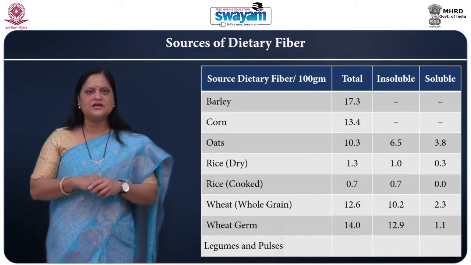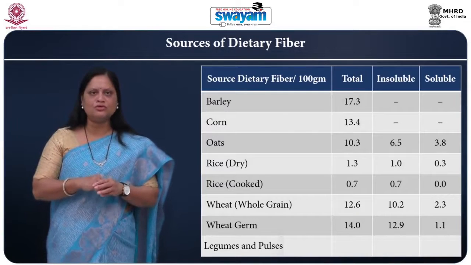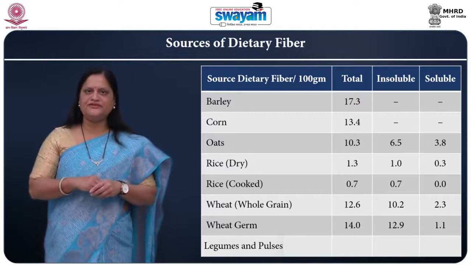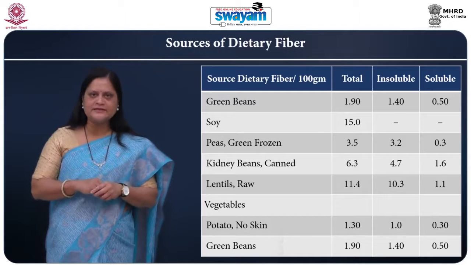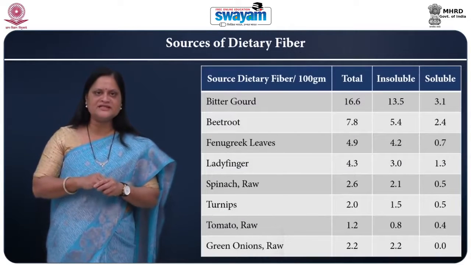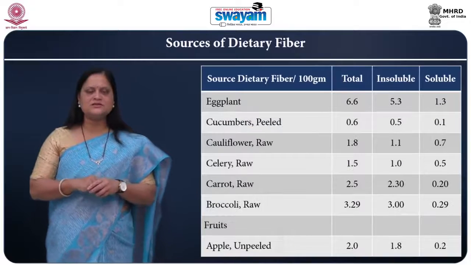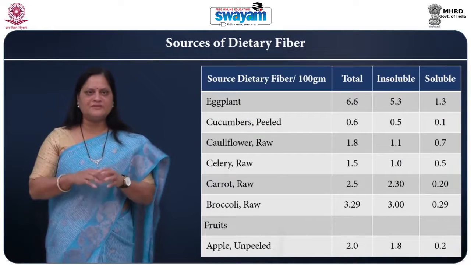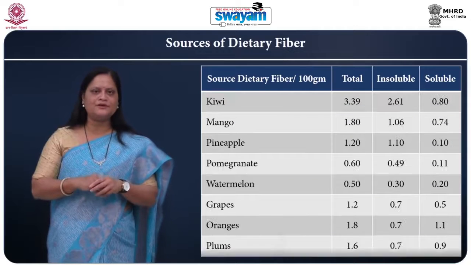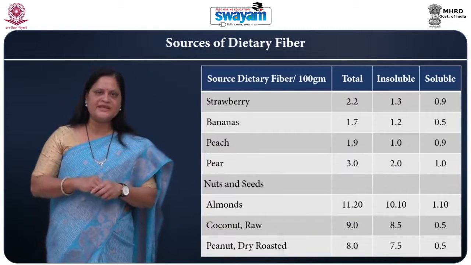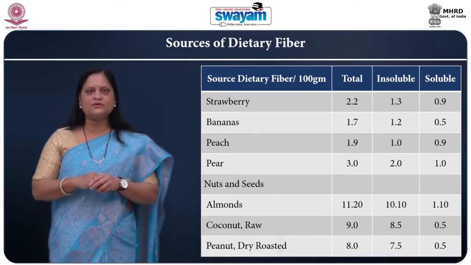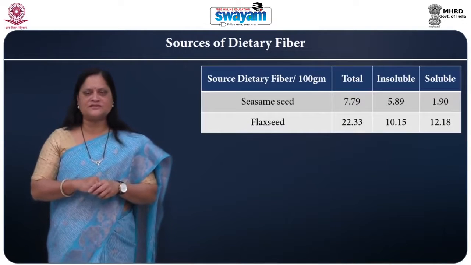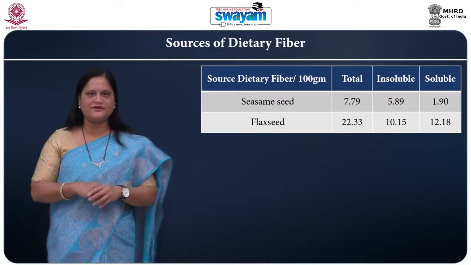The common highest fiber-containing foods are barley, corn, oats, rice, then even wheat germ, legumes, green beans, peas, kidney beans, different types of lentils, bitter gourd, fenugreek, lady's finger, tomatoes, eggplant, cucumber, cauliflower, different types of fruits like unpeeled apple, pineapple, pomegranate, strawberries, peach, and nuts like almond contain a high amount of fiber. Raw coconut and peanut contain a good amount of fiber, and flax seeds contain approximately 22.3 grams of fiber per 100 grams.